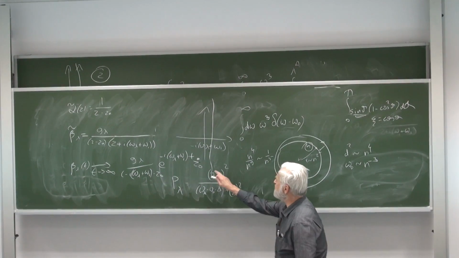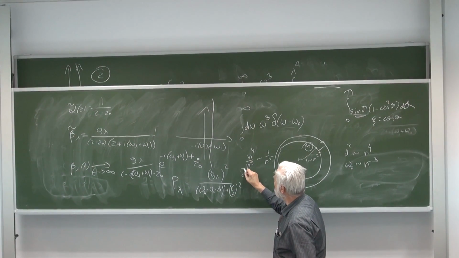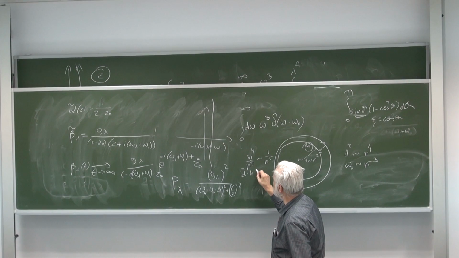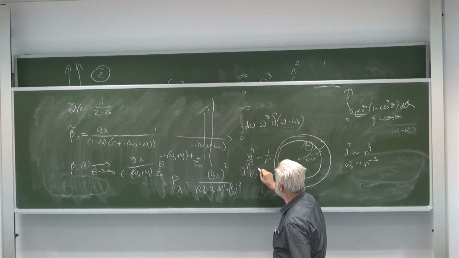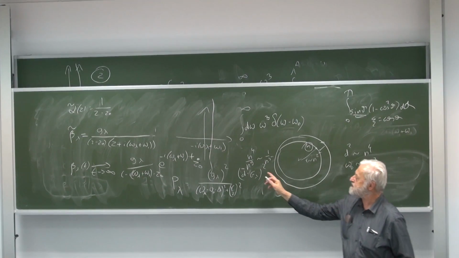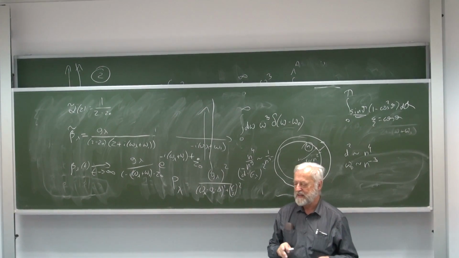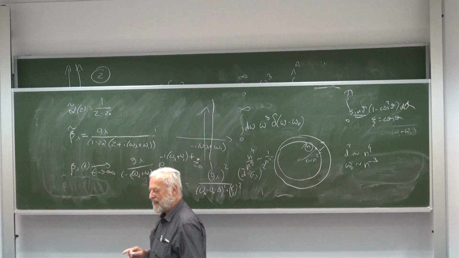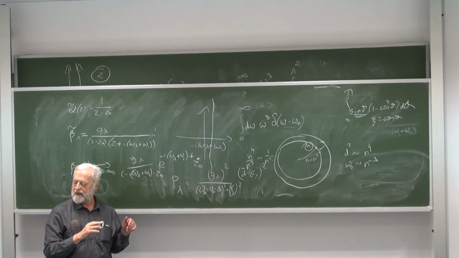Now, this fellow squared is, of course, d times e lambda squared as before, and that tells us what is the angular distribution of the radiation that goes away.